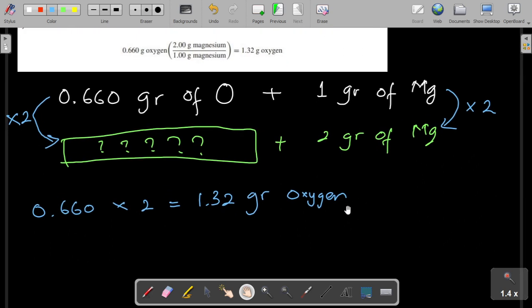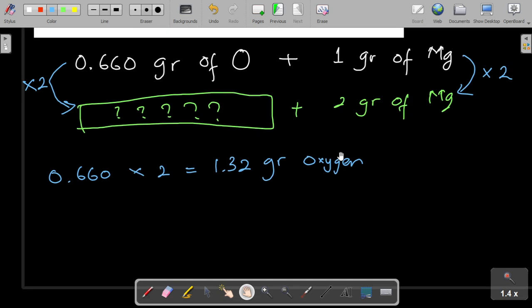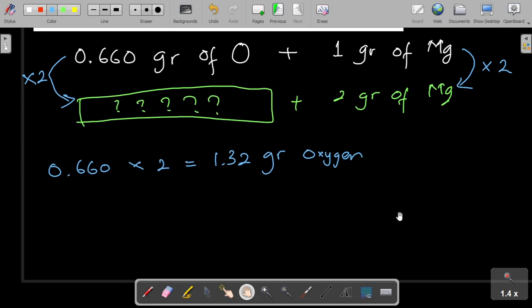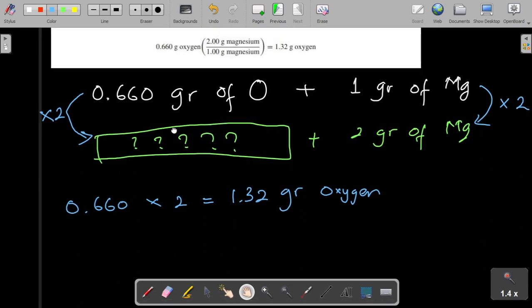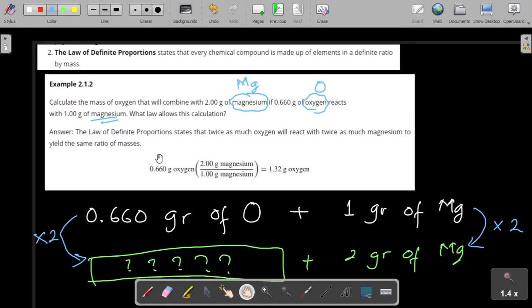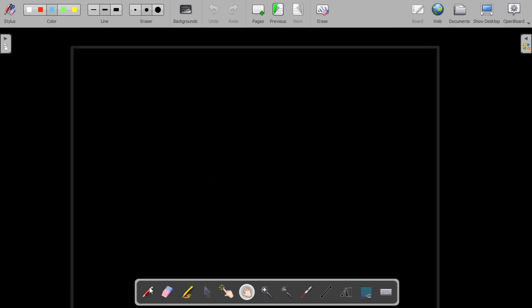And if we have 3 grams of magnesium, then this number must be multiplied by 3, and if we have, say, 10 gram of magnesium, then the amount of oxygen that can be reacted completely will be 10 times 0.66. Okay, so this is for the second postulate. Yeah, it's simple. Okay, next, the third law.